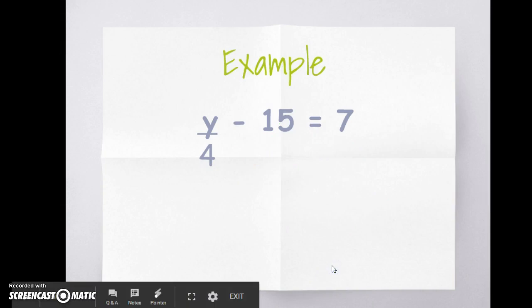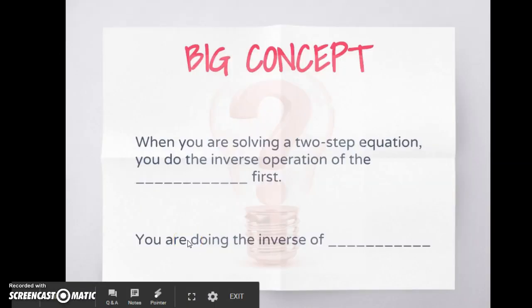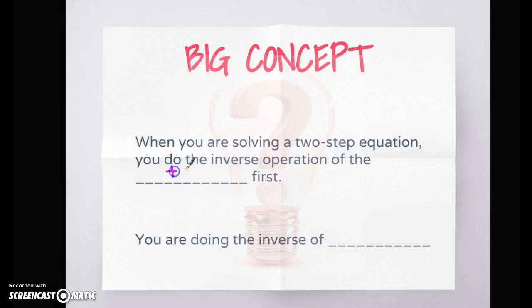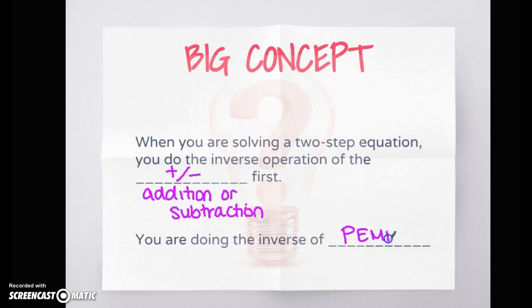So when you are doing these problems, what you need to realize is that the inverse operation that you are always doing first is addition or subtraction. To solve a two-step equation, we are doing inverse operations. However, when we are doing a general math problem, when we are evaluating, we follow PEMDAS. Because we are solving, we are actually doing the inverse of PEMDAS. That is why we do addition and subtraction first.